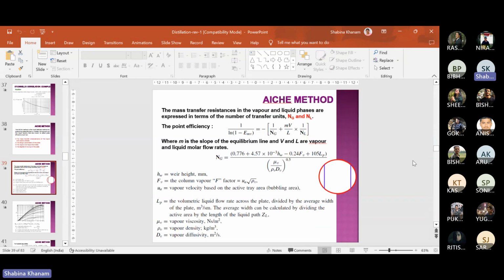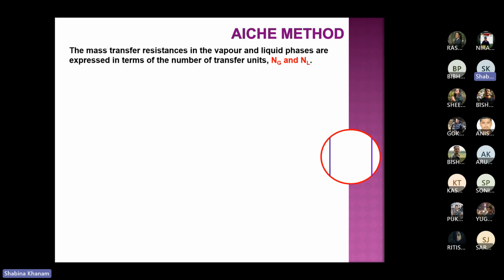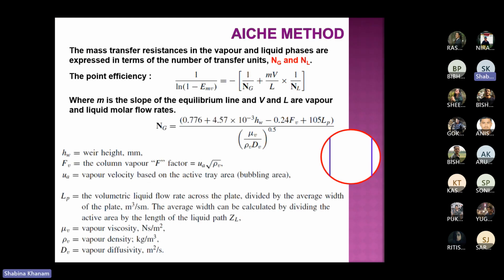HW you can find out as the weir height, as I have already told you. FW is the column vapor F factor. This is simply given a name, and it is equated to UA into the square root of vapor density, where UA is the vapor velocity based on active tray area.